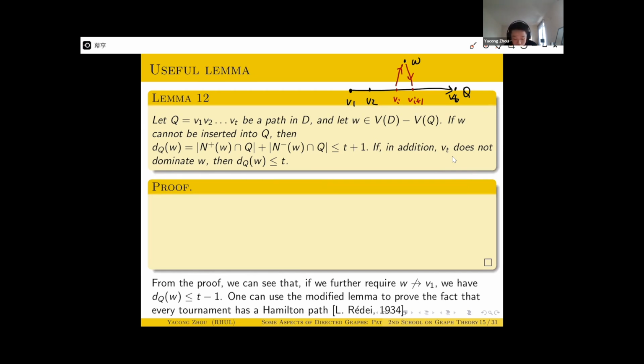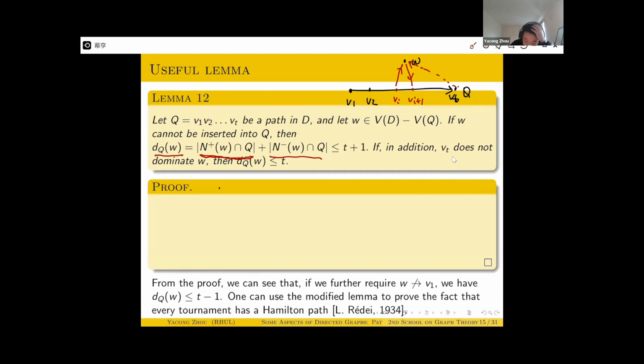So if W cannot be inserted into Q, then we get that the degree of W in Q, which means the number of out neighbors plus the number of in neighbors in Q, should be less than or equal to T plus one. And in addition, if VT does not dominate W, then this upper bound will reduce by one. And I will show you the proof now.